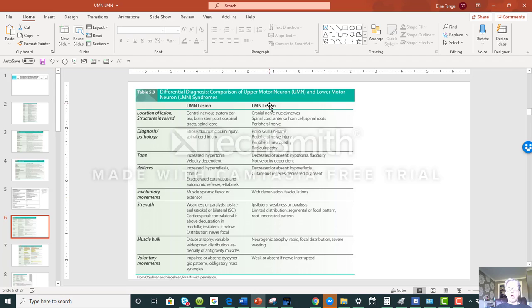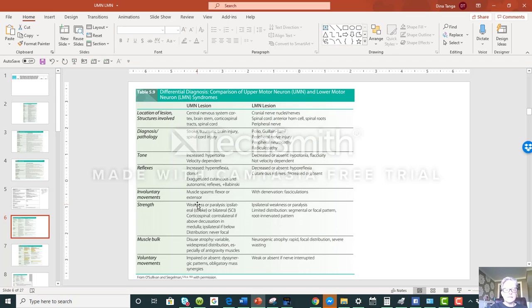And then with the lower motor neurons, with the denervation, you're going to have your fasciculations. Yes, fasciculations. Strength. Upper motor neuron lesion: weakness or paralysis. Yeah. This is true.